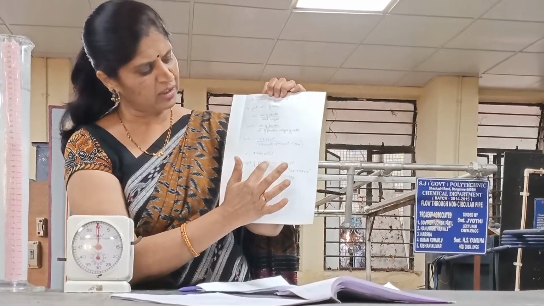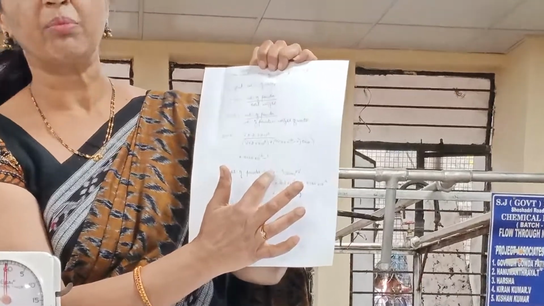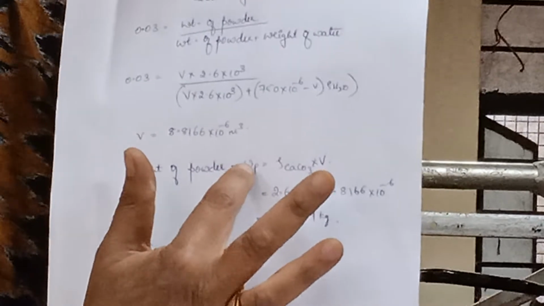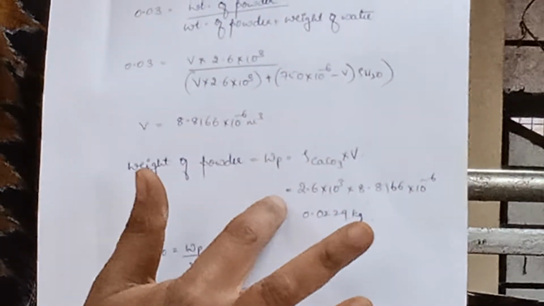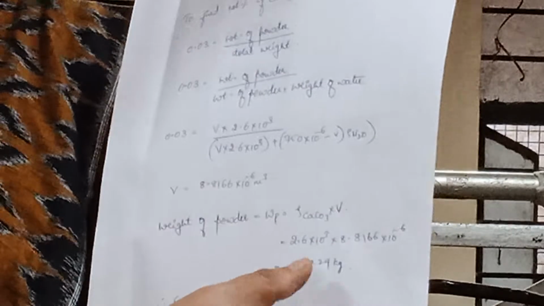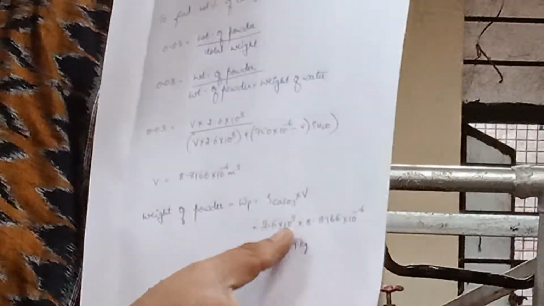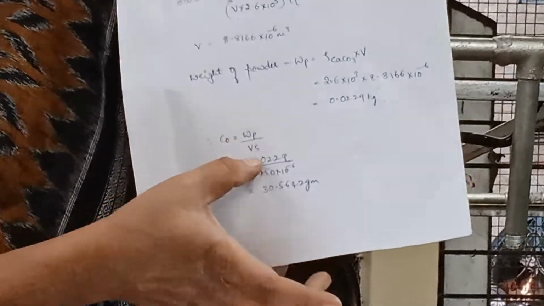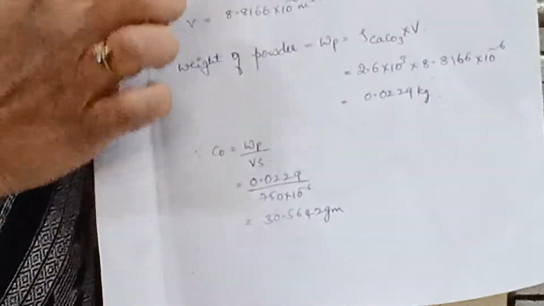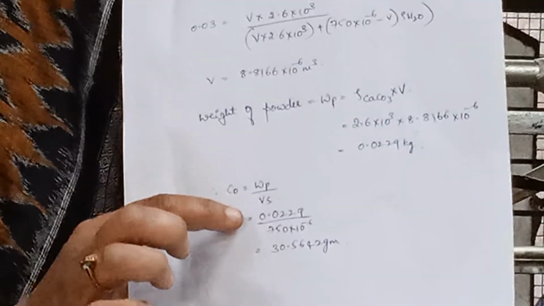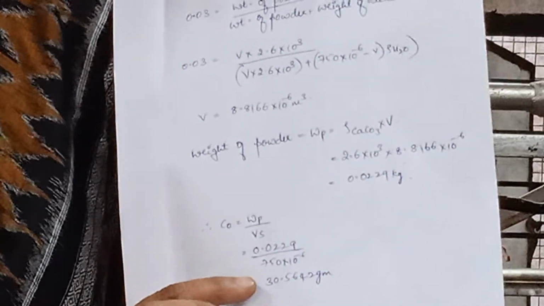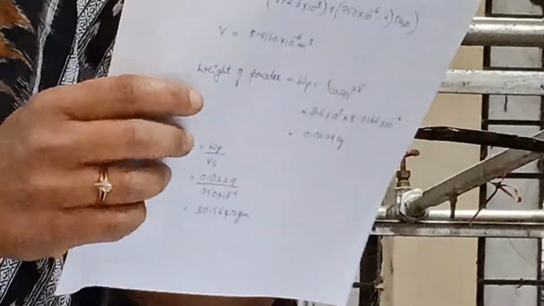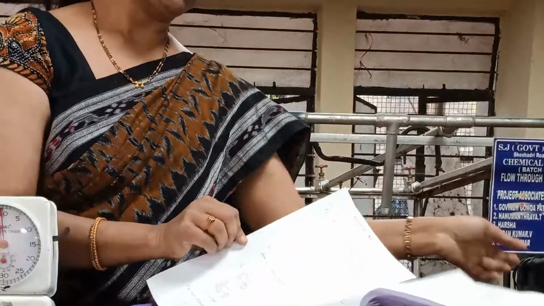So after calculating the volume, you will be finding out the weight of the powder. Again, density is equal to mass by volume. So mass is what we don't know. So density into volume will give you weight of the powder. So for 3% of the slurry, you will get 0.0229 kgs of powder. So what is the initial concentration? You have to find out from this formula, WP divided by Vs. Already we know these values from the above calculations. So then concentration C naught we will get as 30.5642. So this value you have to put in here.